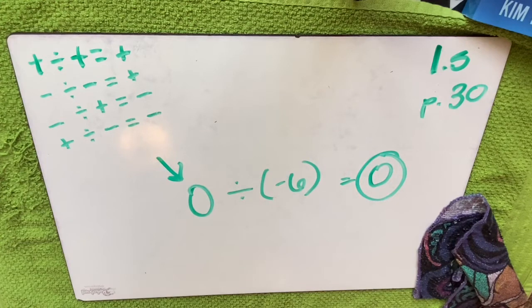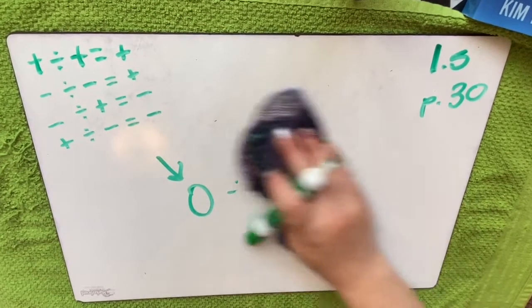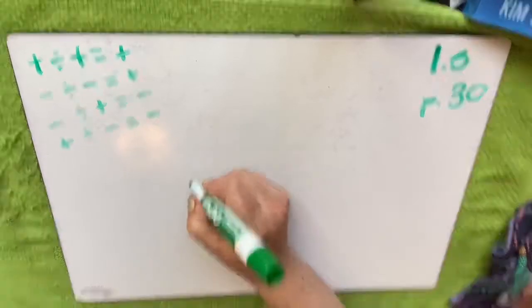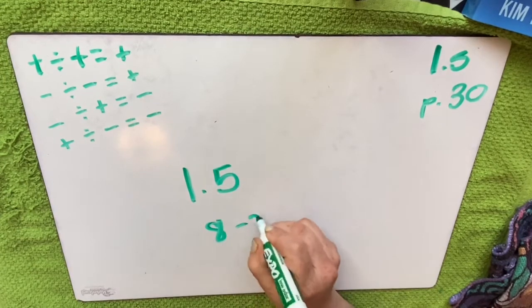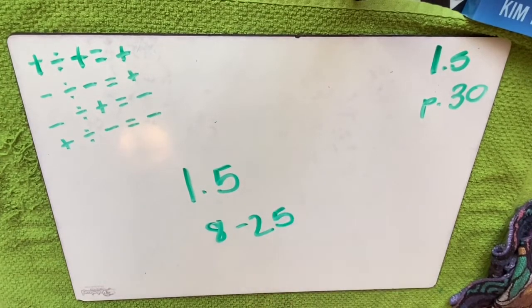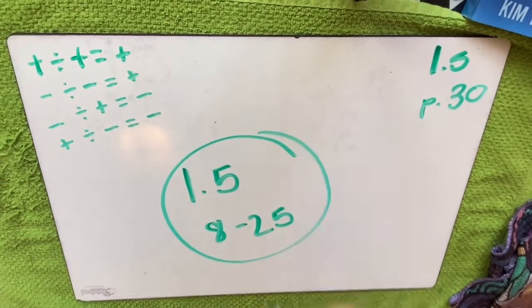Okay? Okay, so you guys, these are short lessons. So 1.5, 8 through 25 today. And that's your assignment. See you tomorrow.